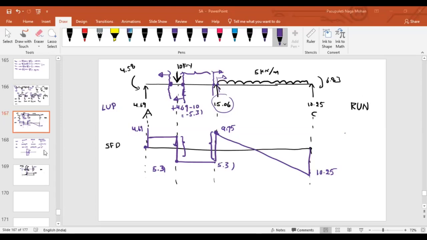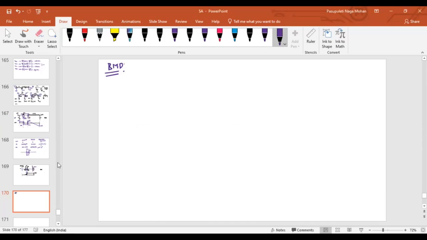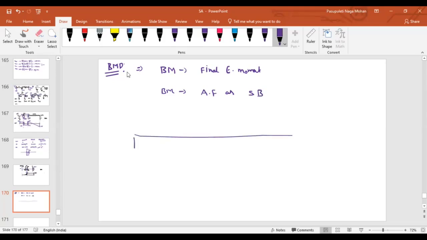Fine, sir. Okay, then let us draw the bending moment diagram. For drawing the bending moment diagram, we will superimpose two things: due to reactions, as we have found out, and due to end moments. So here we should draw the bending moment due to final end moments and then the bending moment due to applied forces as simply supported beams.